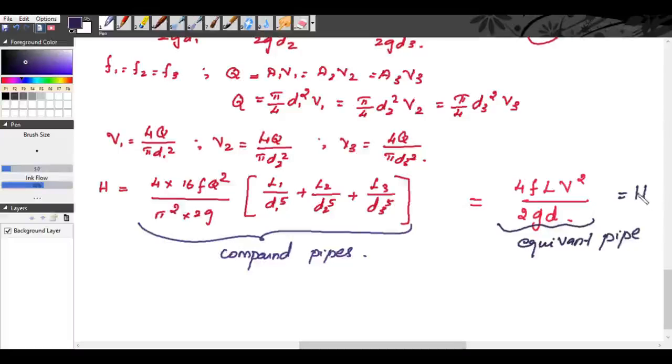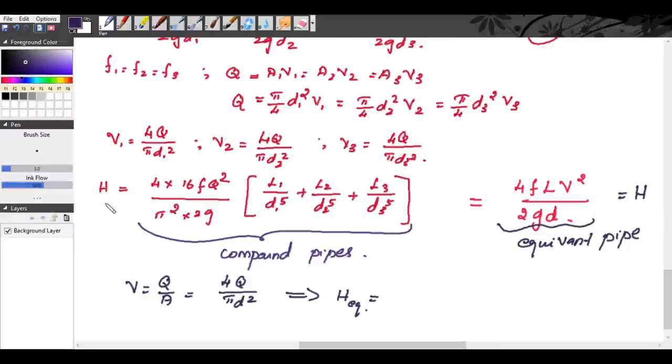So, that is equal to H. Okay, so head loss should be equal for both compound pipe and equivalent pipe. Now, for the equivalent pipe, we will take V is equal to Q by A, that is 4Q by pi D square. Substitute A is equal to pi by 4 D square. So, we get H for equivalent pipe.